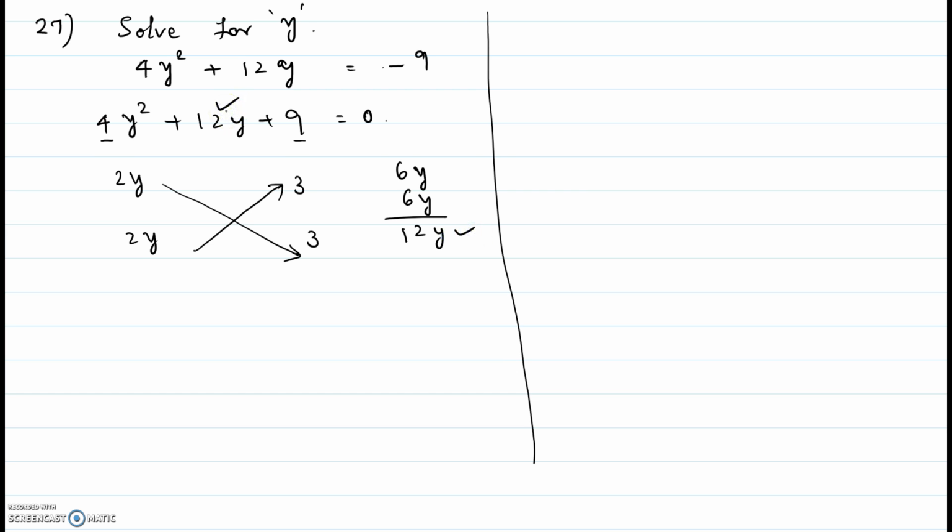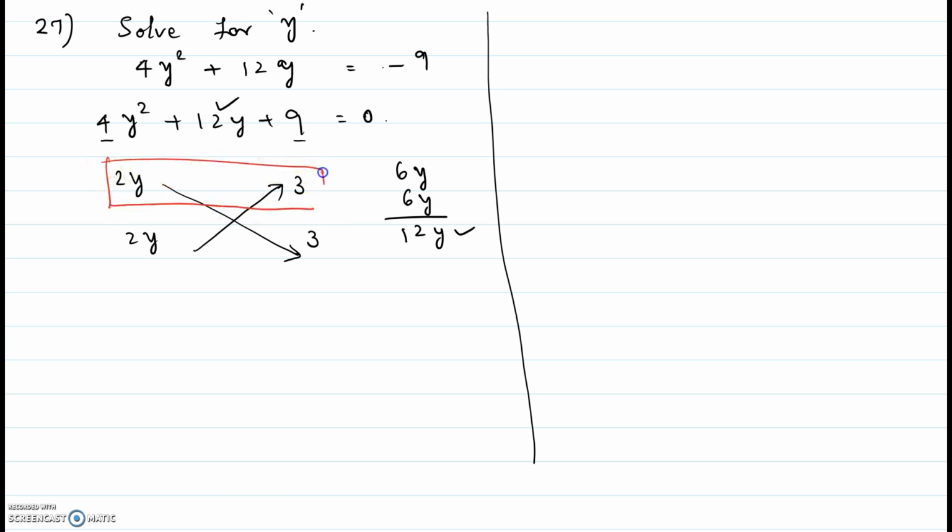That is your check. So first you take the square term and factor it as 2y and 2y, and the last term as 3 and 3. If there is a change in sign, you have to adjust it. Same way, you have to also look for the middle term. When you cross multiply these two and add, that should agree with the sign and the value of the middle term. So now we call it the X box method.